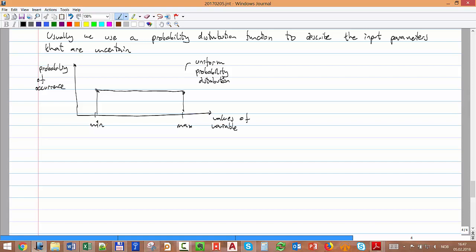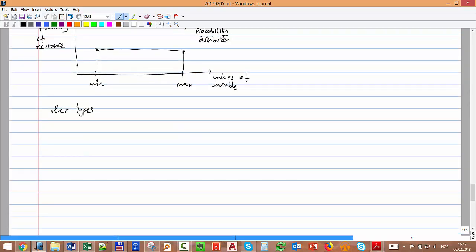Okay. There are some other distributions, like for example you have other types. Let's put here the triangle distribution.